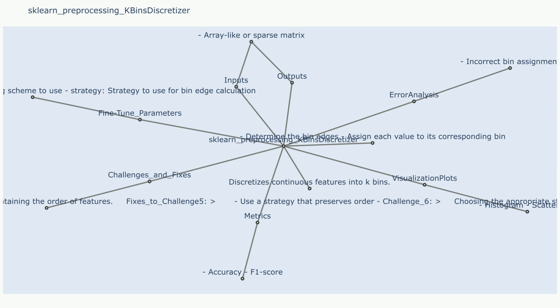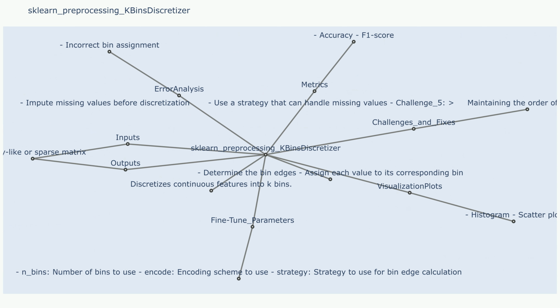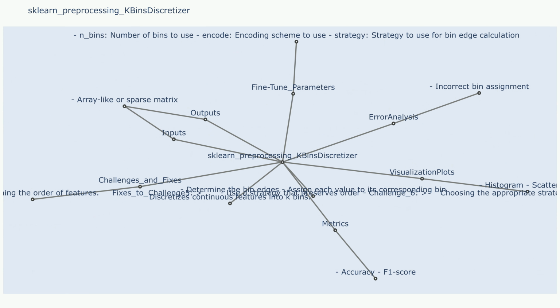Fine-tune parameters: n_bins: an integer or array-like specifying the number of bins for each feature. It can be a single value for equal width bins across features or an array with individual values for each feature. Encode: a string indicating the encoding scheme. Options are: one-hot or ordinal.